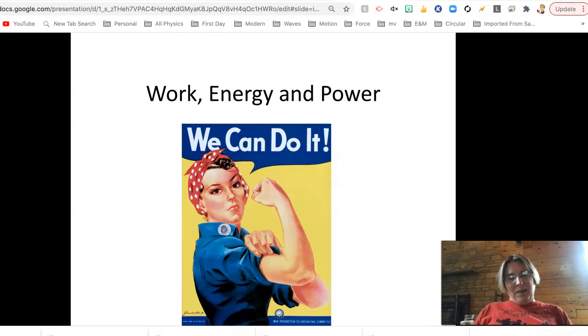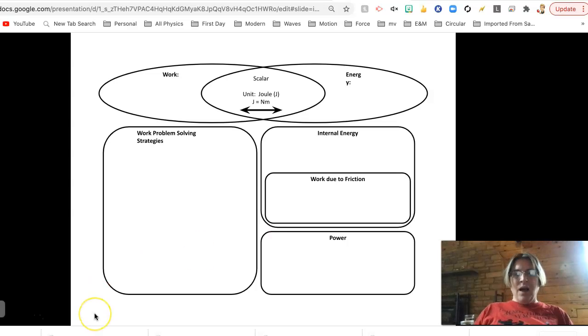Welcome. I'm going to introduce work, energy, and power, and you can follow along with your own version of this. You also have this sheet that you can use. There's a link to this sheet if you'd like to write things down, or you can wait till the presentation's over and download a copy of the final sheet if you like.